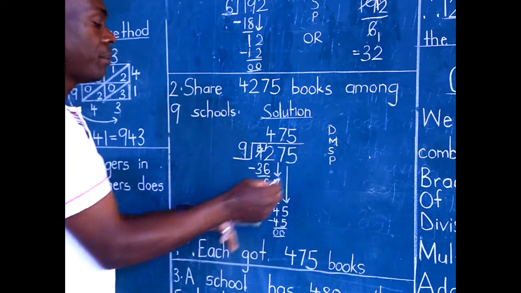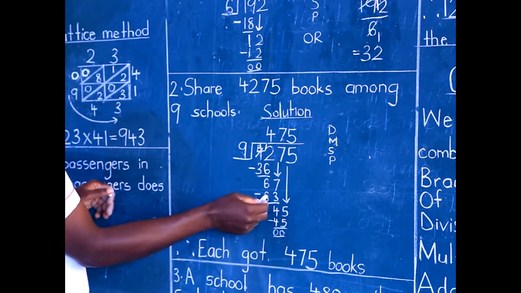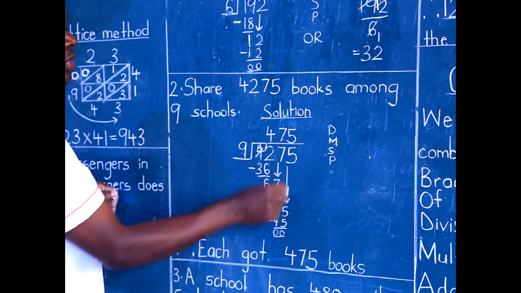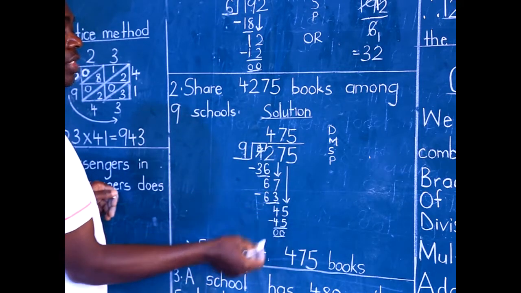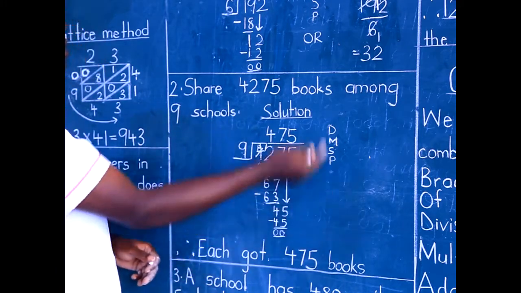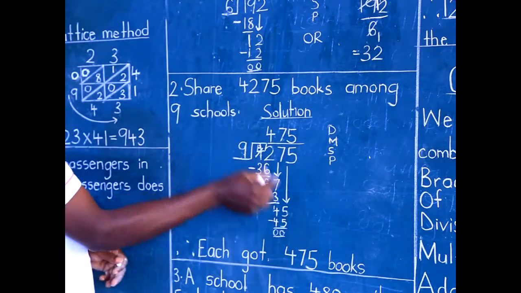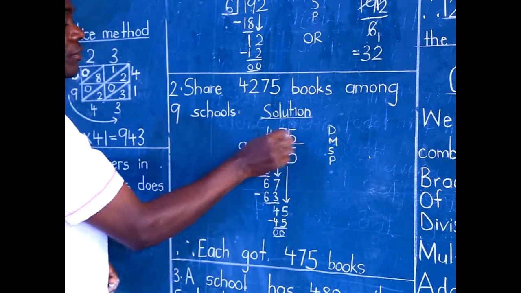We are going to subtract. Put a minus sign of subtraction. 7 minus 3 is a 4, and 6 minus 6 is a 0. So now pull down that 5 and put it here, and it's 45. So you have pulled down. Now we've gone back to division. So divide 45 by 9. 45 divided by 9, you get 5.